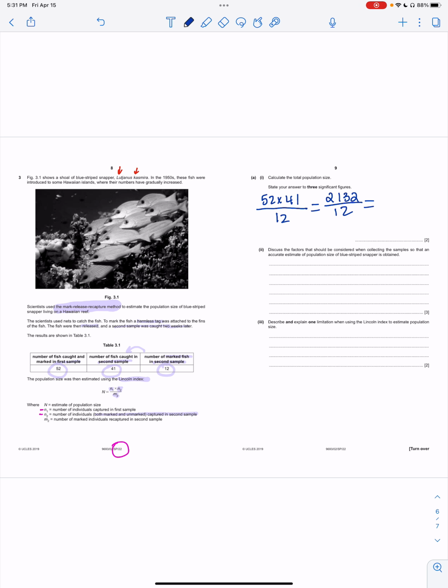Okay, and they want you answering to 3 significant figures. So you're going to end up getting 177.66 repeating. If you rounded it to 177.7, you have 4 significant figures there. So to get the 3, it's just going to be the 177, but rounded up. You only want 3 significant figures. So your answer is going to be 178, because that will round it up.